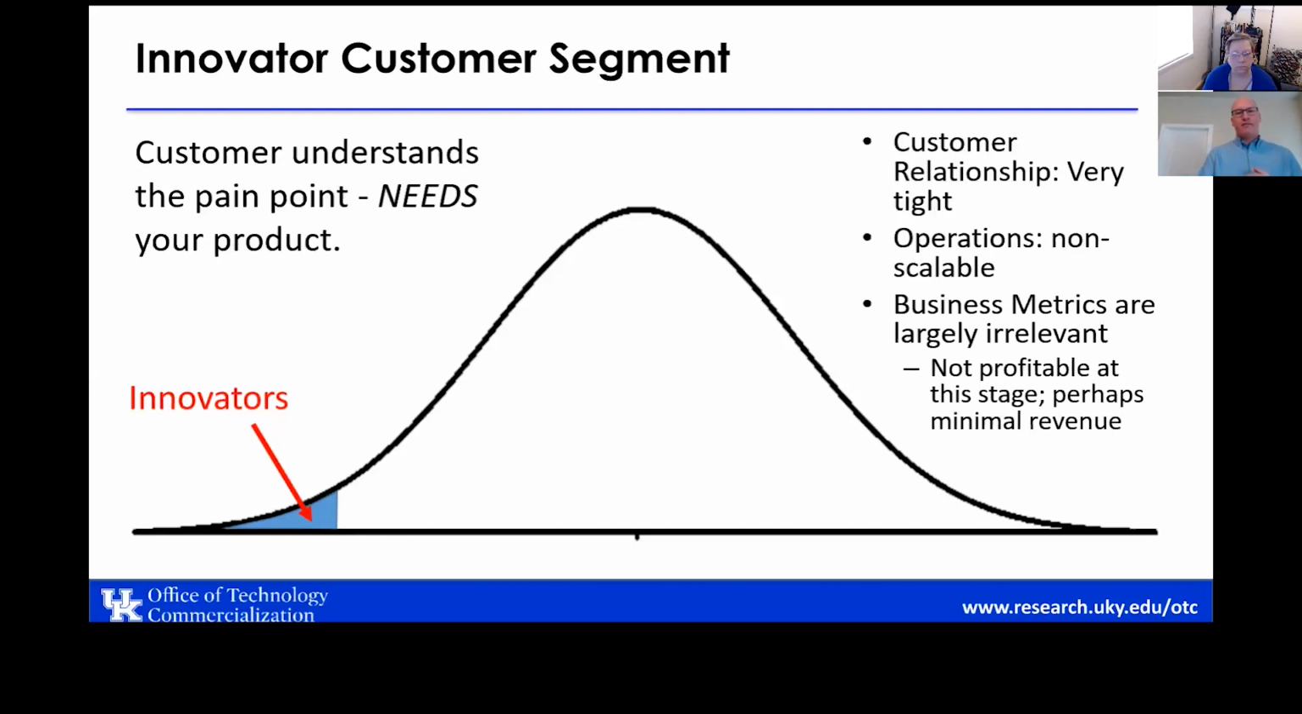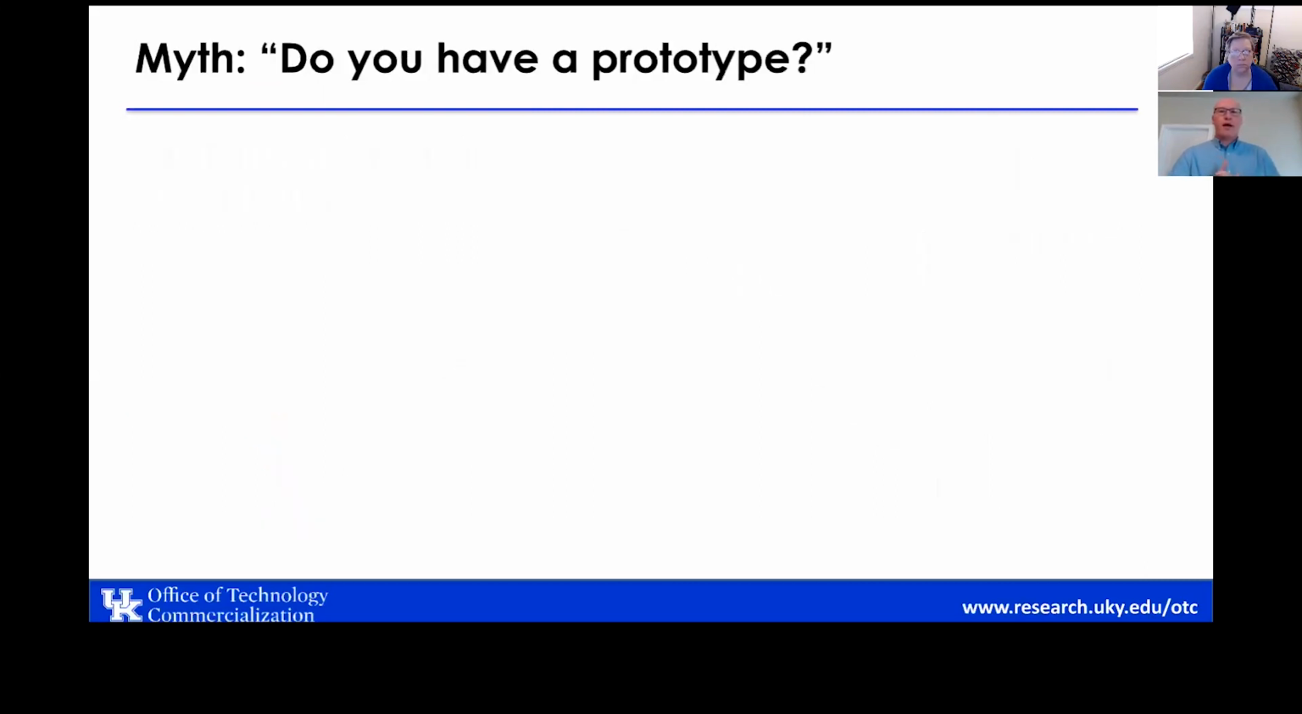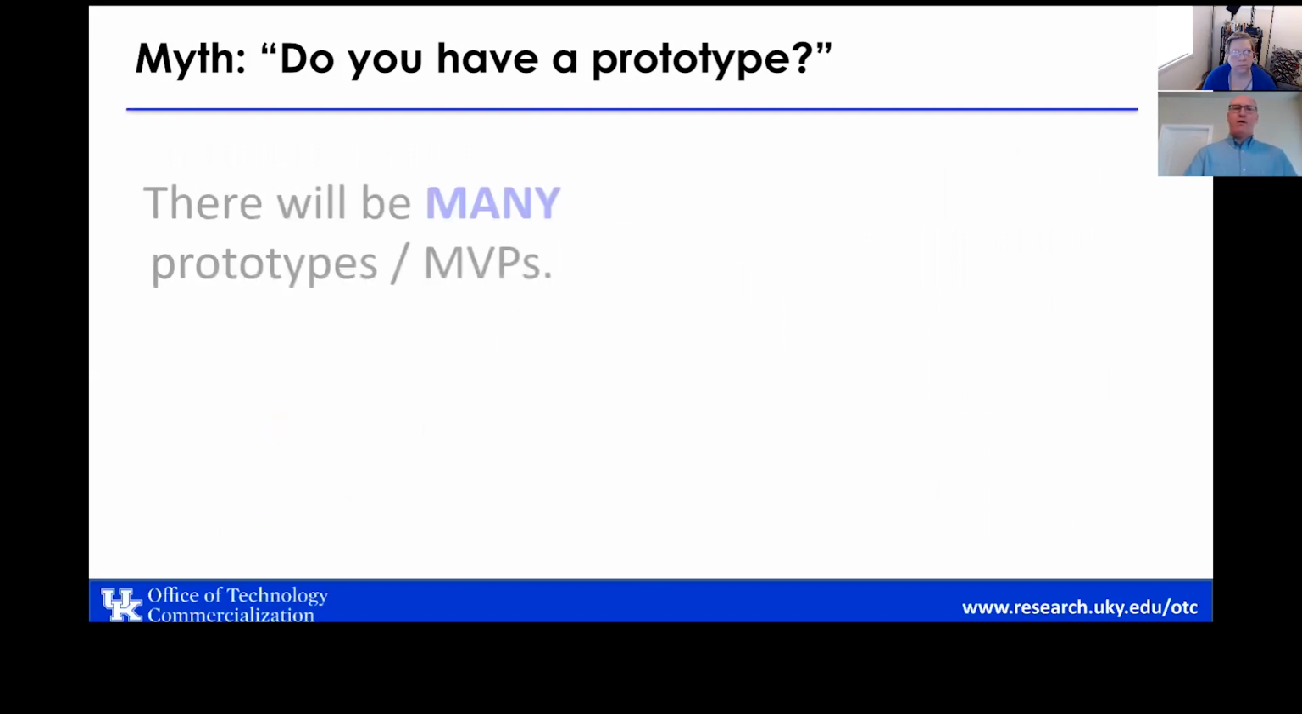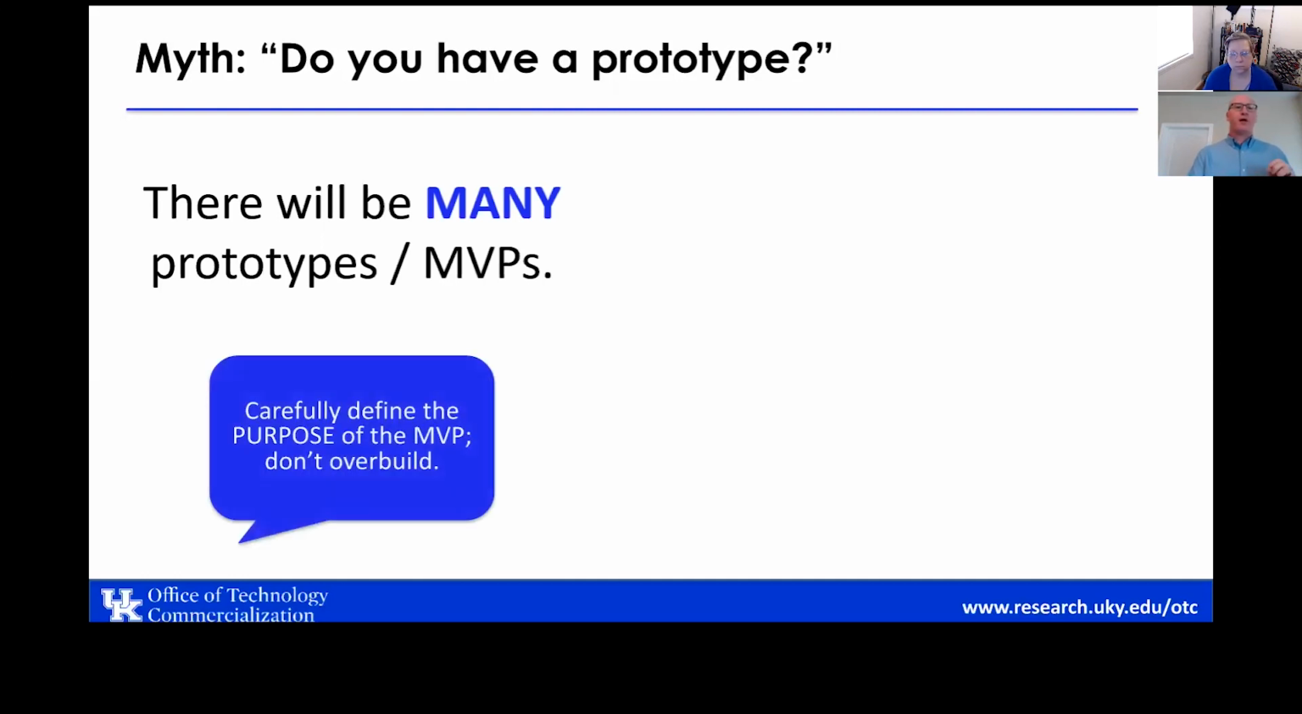So this is very unique, and understanding this is incredibly important as you move into the commercialization process. So our next myth is, do you have a prototype? And this one really gets on me. So the truth is that you will have many, many, many prototypes, and we call these your MVPs. So don't think about it as, do you have a prototype? Think of it as, which prototype are you doing? What's the purpose of this prototype, and what are you doing?